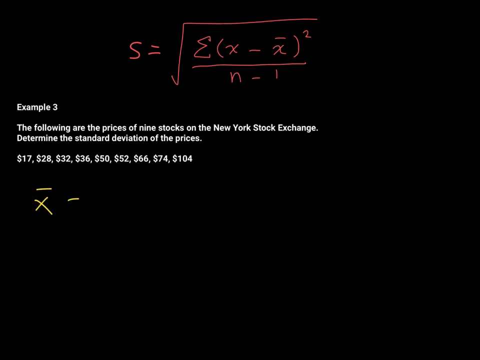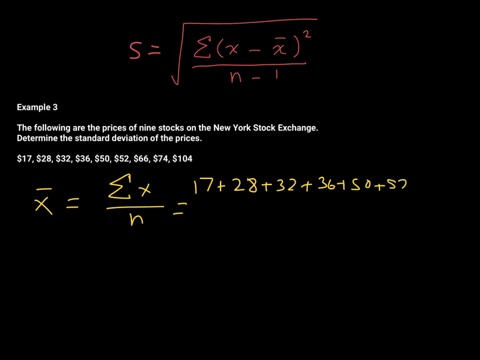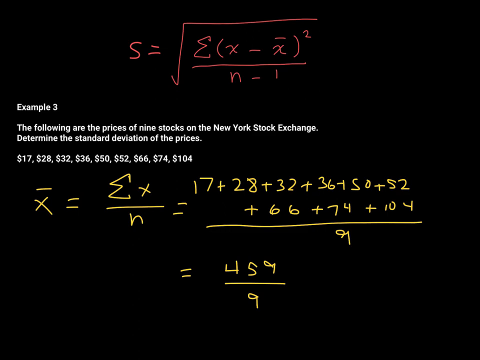X bar. All right, so this is the sum of all the data divided by the number of pieces of data. So 17 plus 28 plus 32 plus 36 plus 50, I'm writing sloppily, sorry, plus 52, plus 66, plus 74, plus 104, right? All divided by 9. So this gives us 459 over 9, which is 51. So 51 is our mean. $51 is our mean, all right?